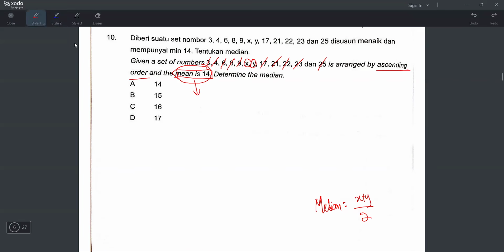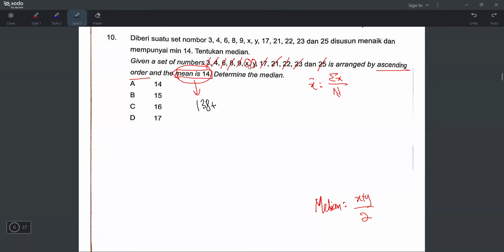So the mean is 14, and we all know the mean symbol is like this, and the formula is the sum of x divided by n. For ungrouped data, this is how the formula looks. The sum of x is the sum of all the data, divided by n, which is how many data you have. So it will be 3 plus, okay, I'm too lazy to write all this, so I'm just gonna use my calculator and press 3 plus 4 plus 6 plus 8 plus 9 plus 17 plus 21 plus 22 plus 23 plus 25, and that gives me 138.